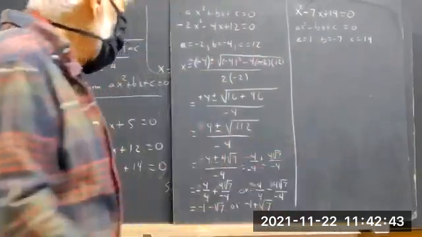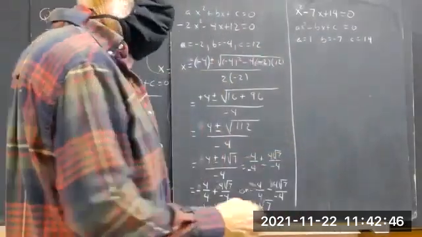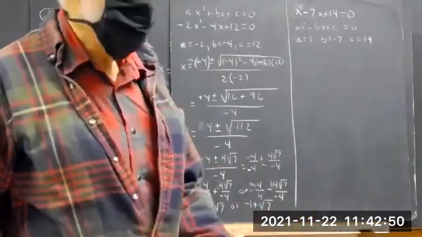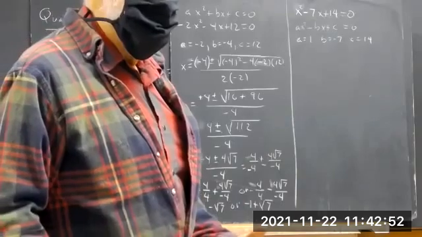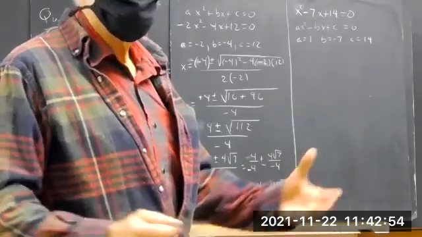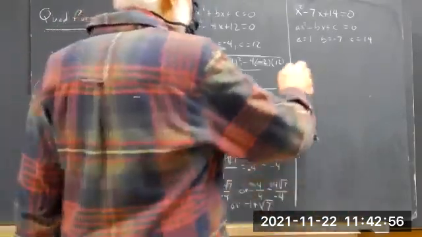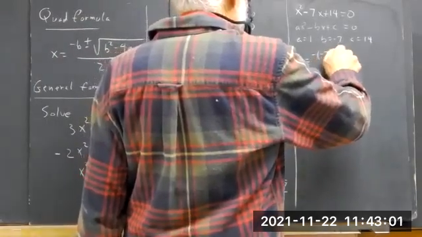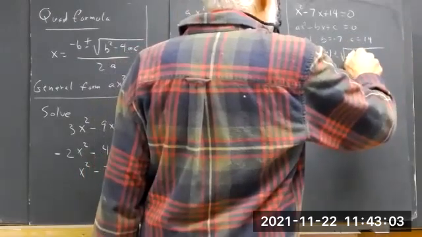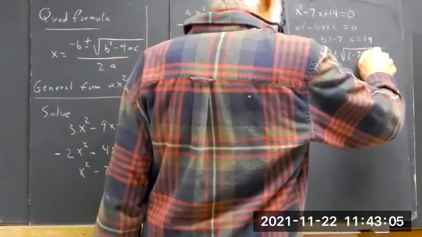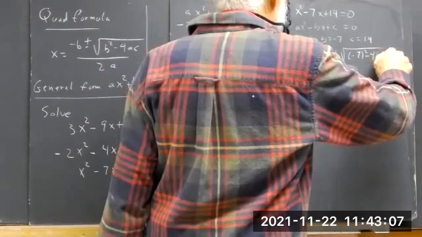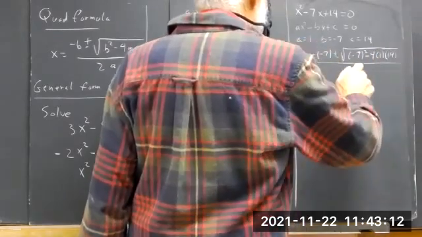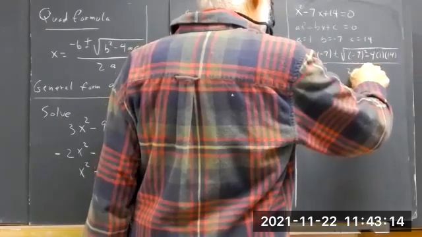Now, I'm not going to go through all the details of the substitution. I'm just going to write it down, because apparently if I go through all the details of the substitution, I make mistakes. Okay? Well, we get x equals negative of negative 7 plus or minus root of negative 7 quantity squared minus 4 times 1 times 14, all divided by 2 times 1.